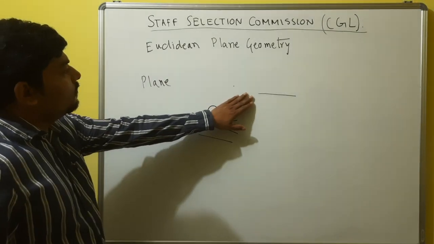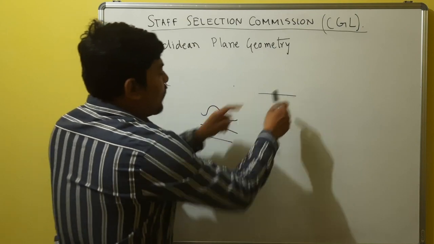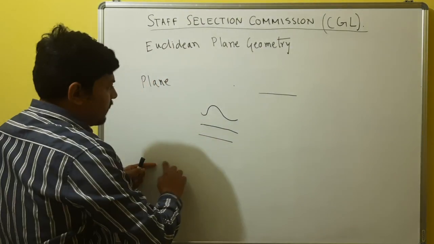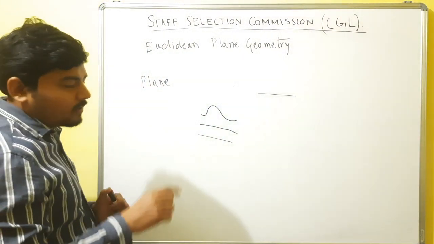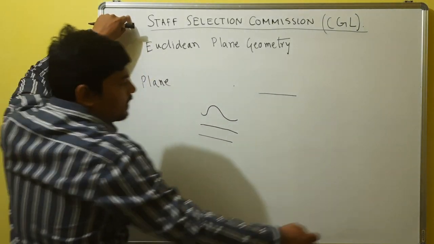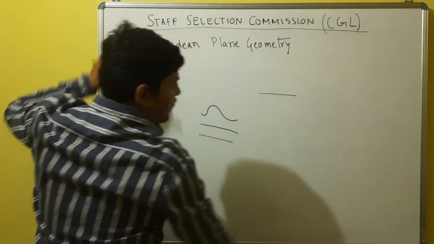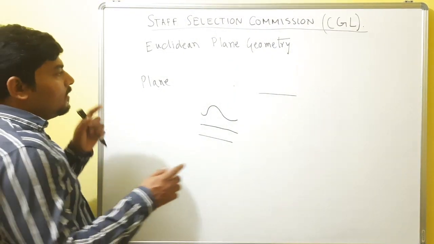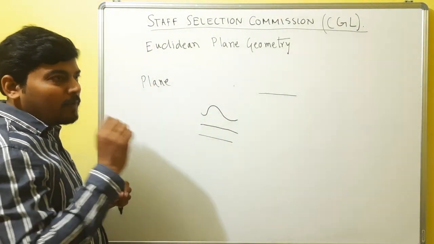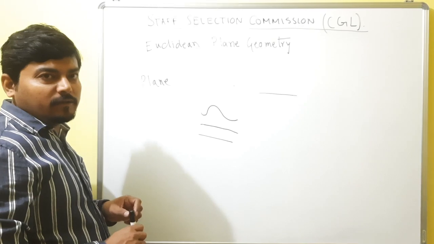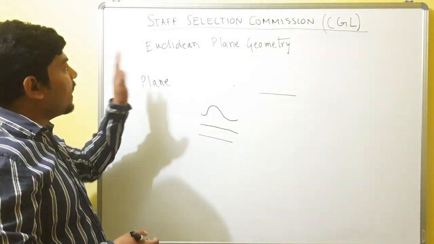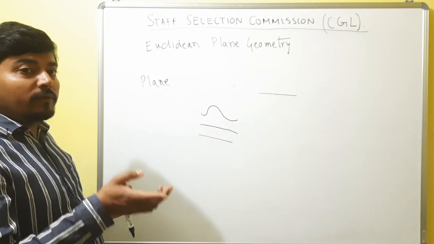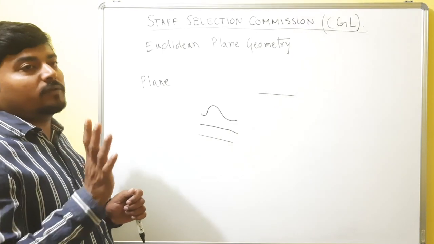If there are any 2 points on this board, 1 point here and 1 point here, definitely you will be able to draw one straight line, only one straight line. So what is the definition of a plane? If we take 2 points from a plane and draw a straight line, then all the points of the straight line will lie on that plane. If all the points lie on it, then it's a plane. Otherwise, it's not a plane.